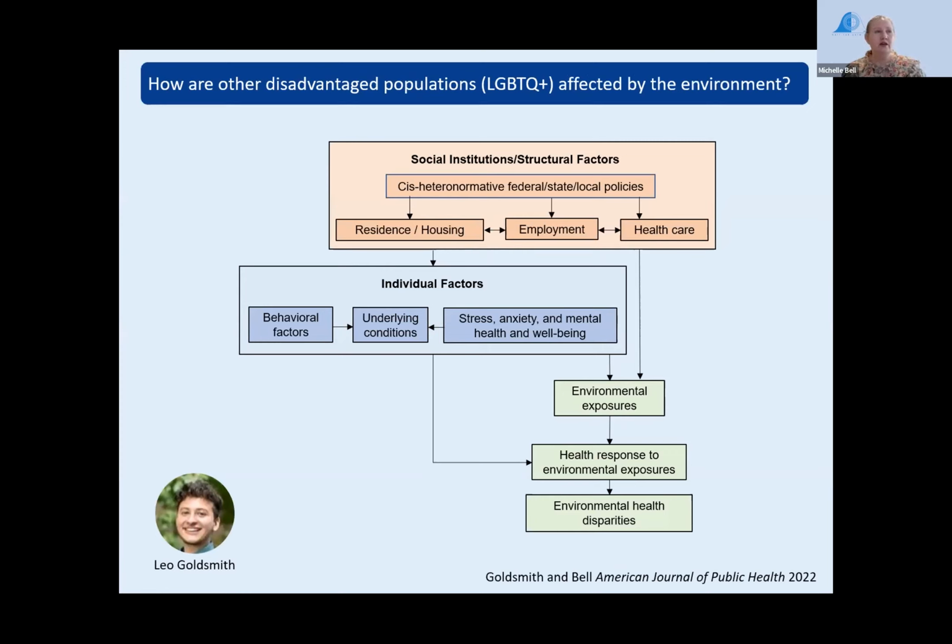So this figure is from a paper with my former master's student, Leo Goldsmith, outlining a conceptual framework of different ways in which the LGBTQ+ population can face disproportionate environmental health burdens. I would argue, so there's some work that has been done on this, I would argue that it's not very much and definitely not enough. But let me just give you a few examples of how this is happening.